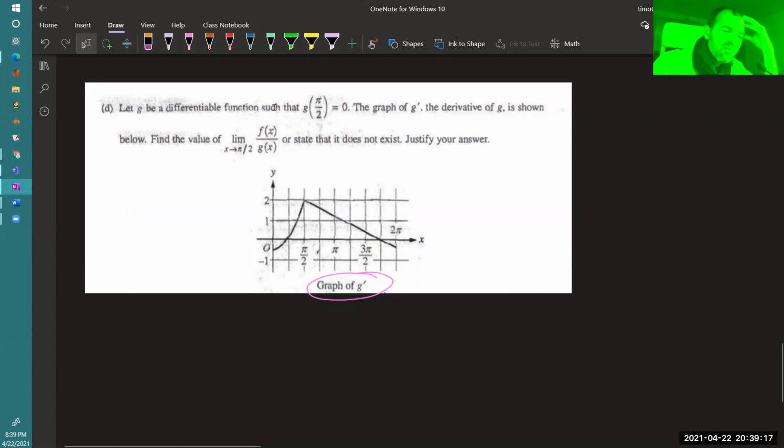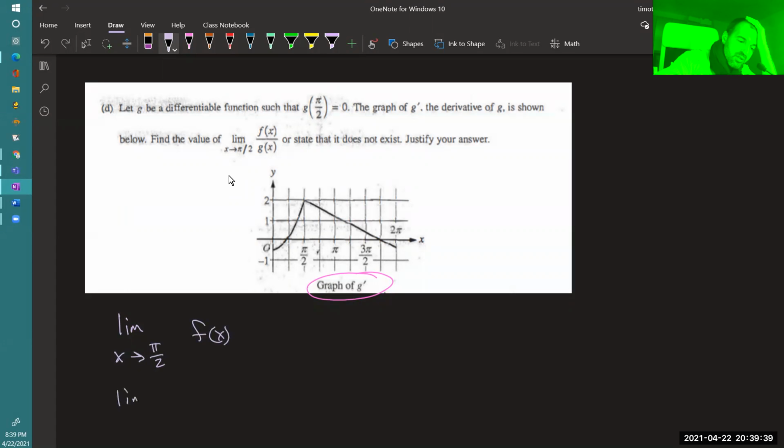So let G be differentiable. Okay, so it's a differentiable function. The graph of G prime is given. All right. Find the value of the limit. Here we go. So the limit as x approaches pi over 2 of f of x over g of x. So the limit as x approaches pi over 2 of g of x.